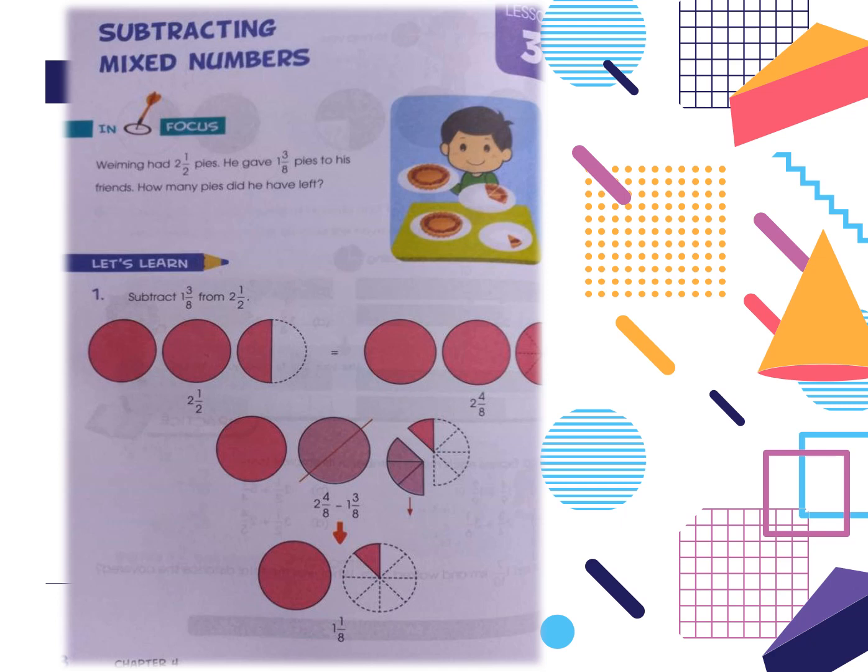So first, we simply do the whole number part, which is 2 minus 1. So we have cancelled out one circle, and now we have 4/8 minus 3/8, which results in 4 minus 3 is 1/8. So we have one whole number 1/8, which is the answer of this example.